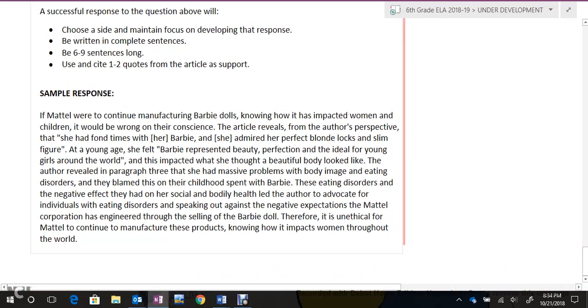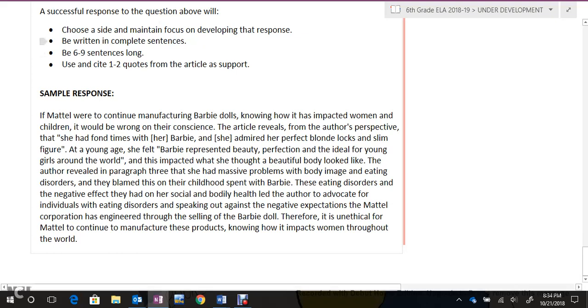A complete answer reads, "If Mattel were to continue manufacturing Barbie dolls, knowing how it has impacted women and children, it would be wrong on their conscience. The article reveals from the author's perspective that she had fond times with her Barbie, and she admired her perfect blonde locks and slim figure. At a young age, she felt Barbie represented beauty, perfection, and the ideal for young girls around the world, and this impacted what she thought a beautiful body would look like." And you can read the rest of that.